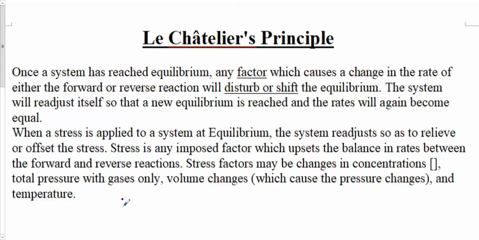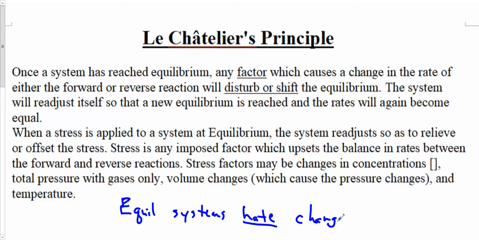Let's say equilibrium systems hate change. If you try and make a change that's going to do something to them, they will attempt to undo that change. Okay? So what are some things that I can do?